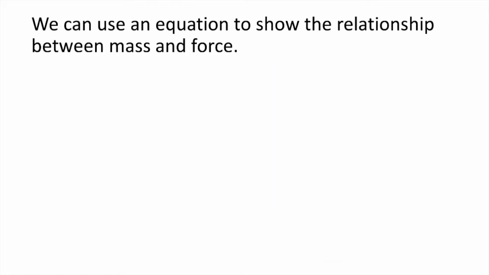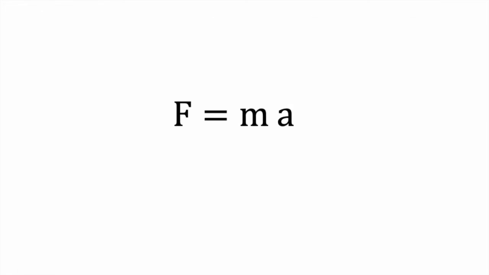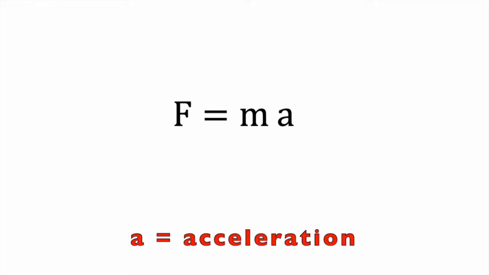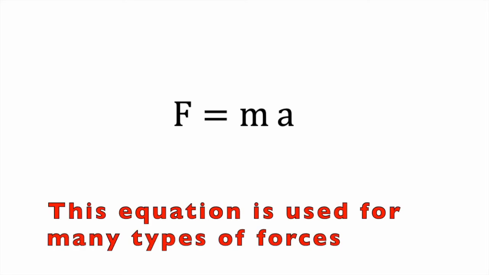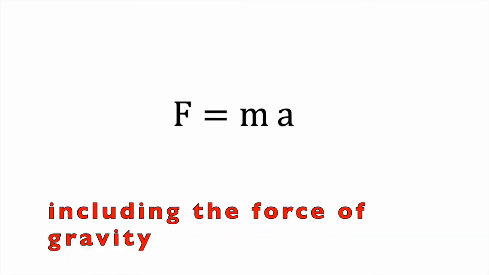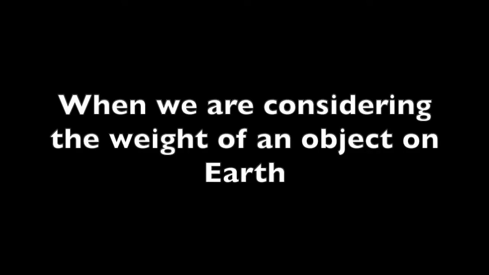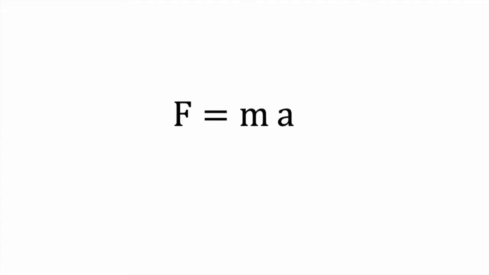We can use an equation to show the relationship between mass and force. The equation looks like this. F equals ma, where the F stands for force, the m stands for mass, and the a stands for acceleration. This equation is used for many types of forces, including the force of gravity. When we're considering the weight of an object on Earth, which is the force of gravity on the object, we can think of the equation like this.